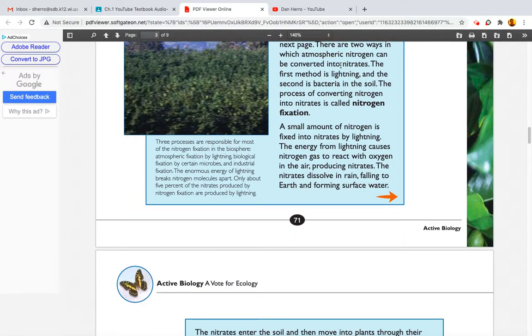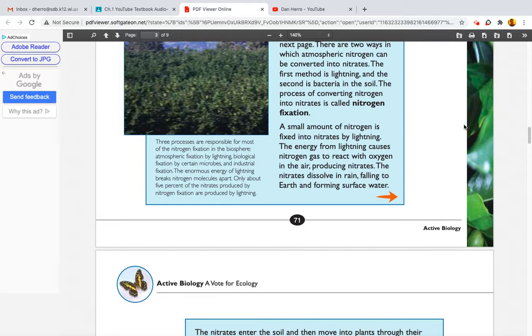There are 2 ways in which atmospheric nitrogen can be converted into nitrates. The first method is lightning, and the second is bacteria in the soil. The process of converting nitrogen into nitrates is called nitrogen fixation. A small amount of nitrogen is fixed into nitrates by lightning. The energy from lightning causes nitrogen gas to react with oxygen in the air, producing nitrates.